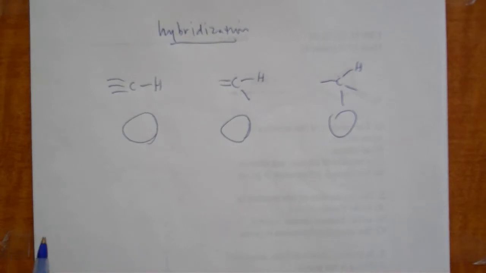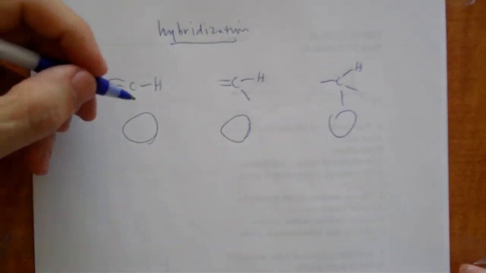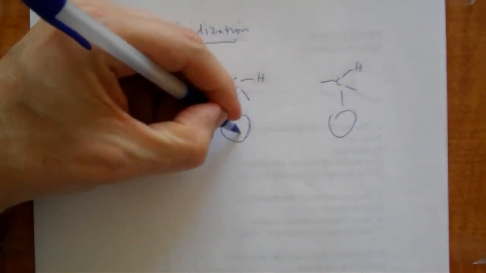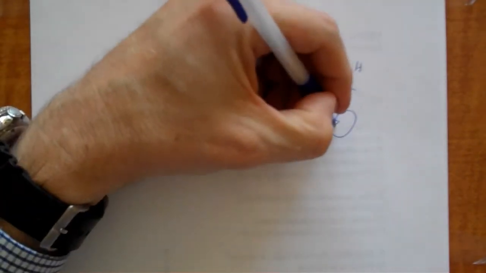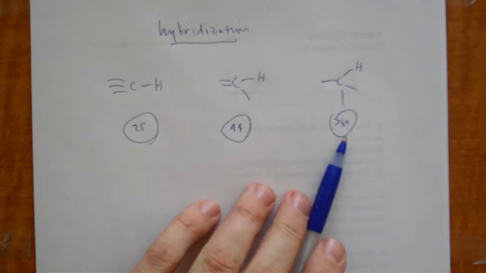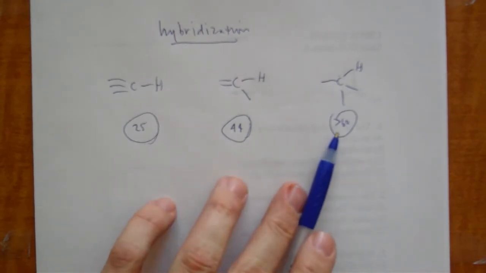Okay, let's suppose you just paused that and you looked these up. You found that the pKa of that is 25. This is 44. And this is greater than 60. Wow. Look at the difference in those pKa's. It's epic, right?